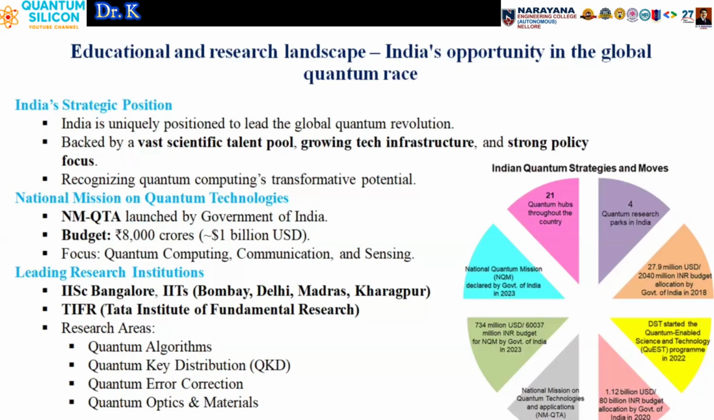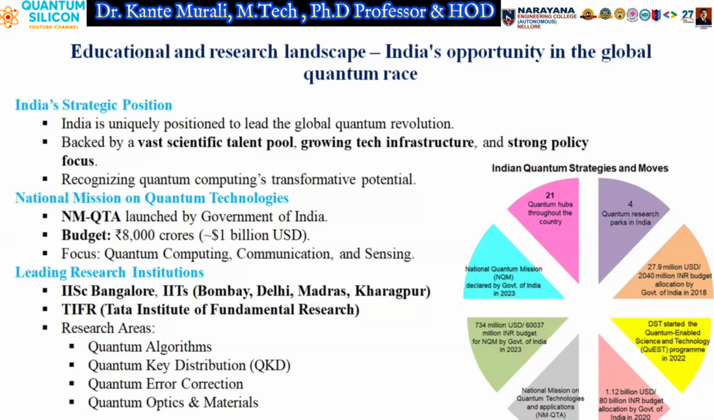Now India is leading the global evolution, with the National Mission on Quantum Technologies with a budget of 8,000 crores, focusing on quantum computing, communication and sensing. The lead researchers are IITs, as I mentioned, IISc Bangalore and 4 IITs, and of course recently TIFR, and one being in Andhra Pradesh. Other research institutions are coming up in Amaravati, which supports all these aspects.